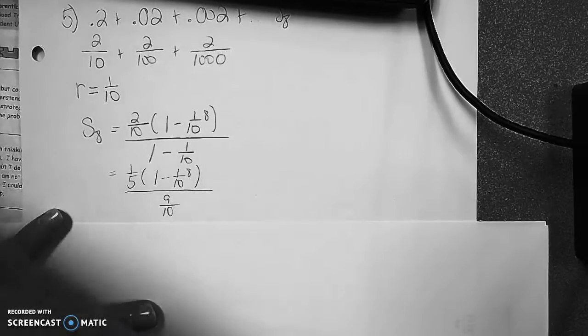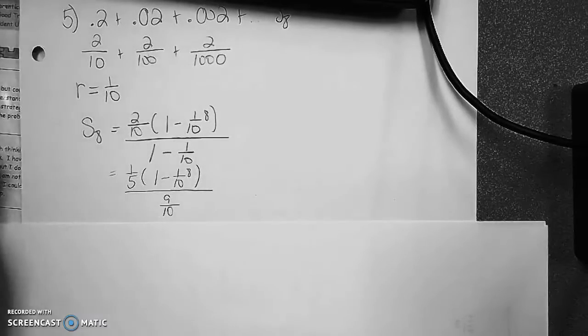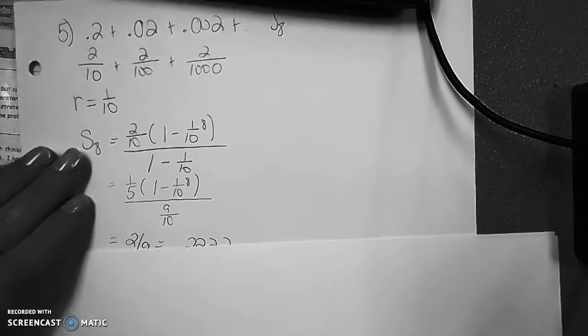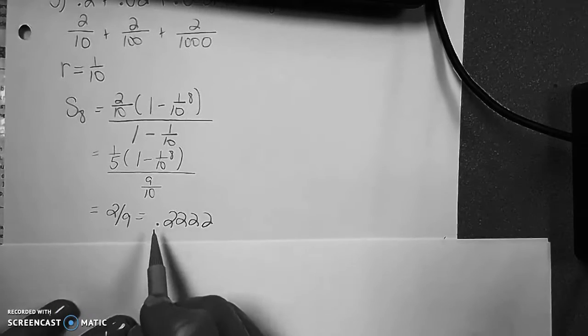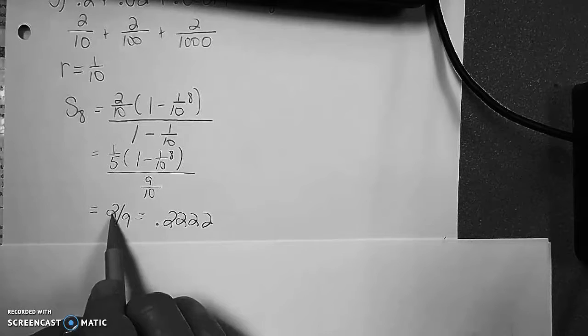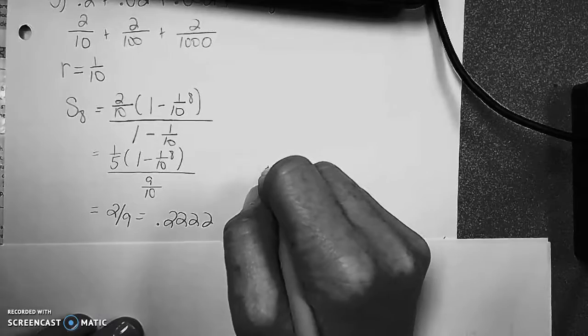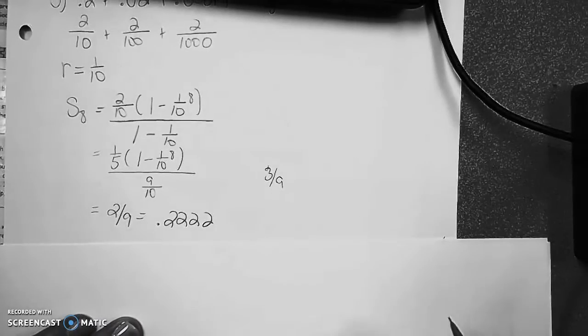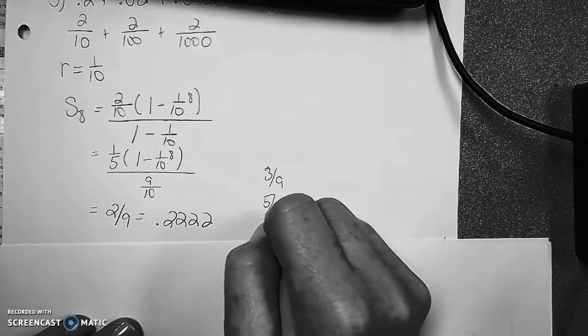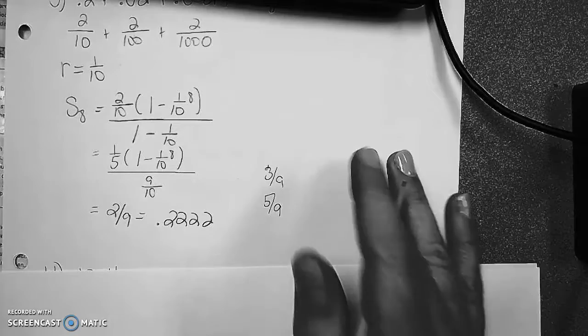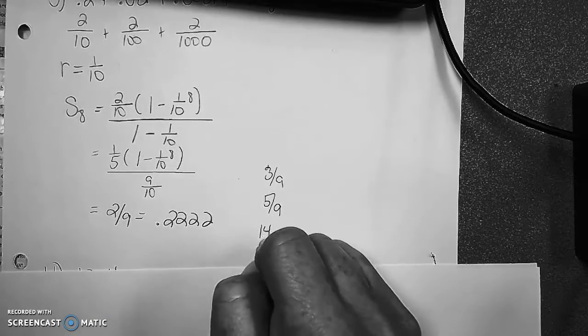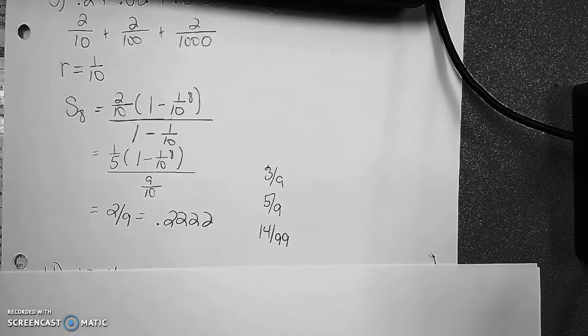And from here, several of you said I was having issues with my calculator. Now, your calculator won't convert these, so I'm going to give you a little hint. Several of you noticed the answer sheet said 2/9, and you typed that in and got this decimal. Type this in for me. Type in 3/9. Type in 5/9. Type in 14 over 99.